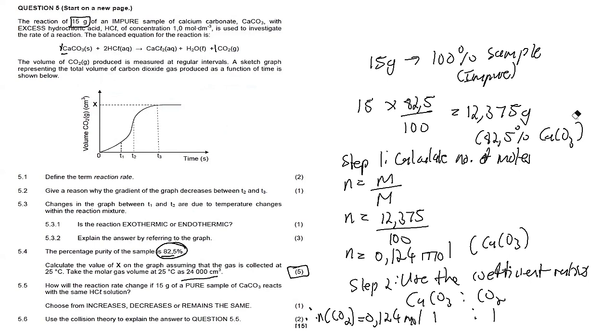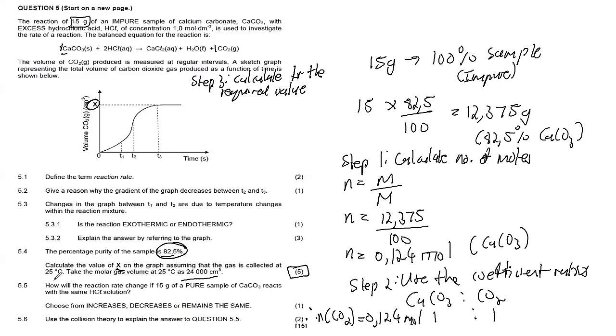So this is where we now go back to the question and reread, to find out what it is that we were actually looking for. It says calculate the value of X, which we said is the volume of the carbon dioxide after the completion of the reaction, right? So step number 3 is calculate for the required value. Now, how do we calculate for the required value?